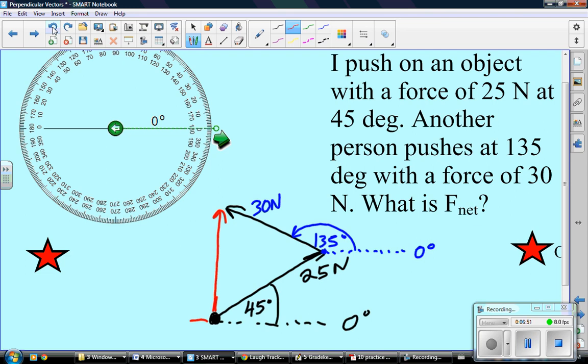The other thing is, where's my 90-degree angle in this triangle? Killian?